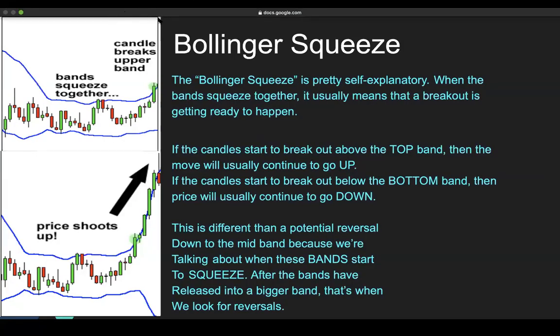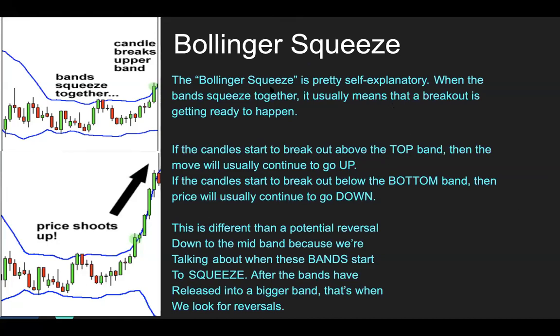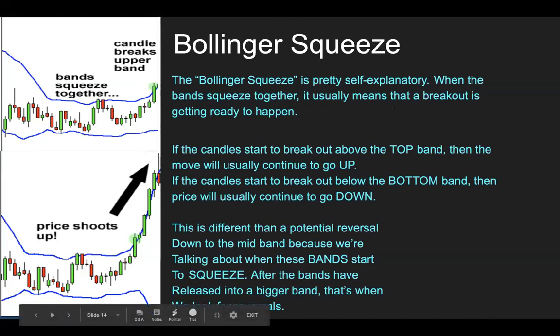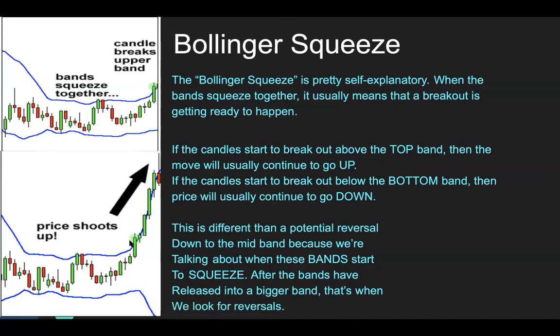Bollinger squeezes. The Bollinger squeeze is pretty self-explanatory. When the bands squeeze together, you see how it's getting really tight? That means it's awaiting a breakout. It usually means that a breakout is getting ready to happen. If the candles start to break out above the top band, then the move will usually continue to go up. If the candles start to break out below the bottom band, then the price will usually continue to go down. This is different than a potential reversal down to the mid band, because we're talking about when these bands start to squeeze, not when they're overextended.